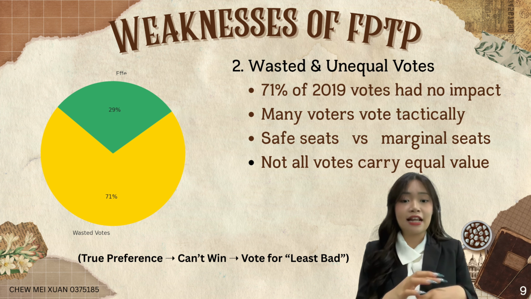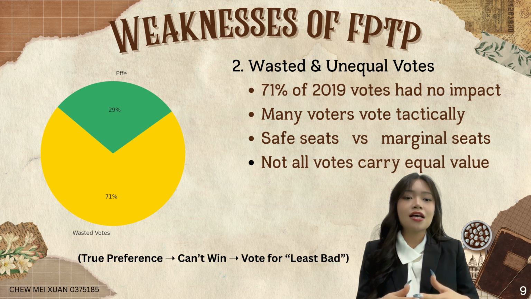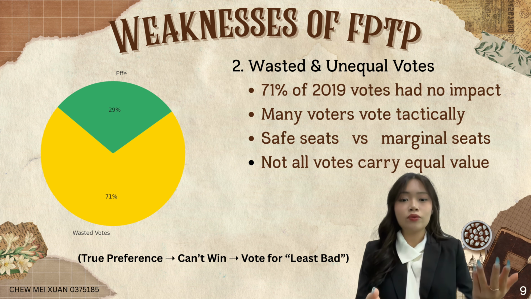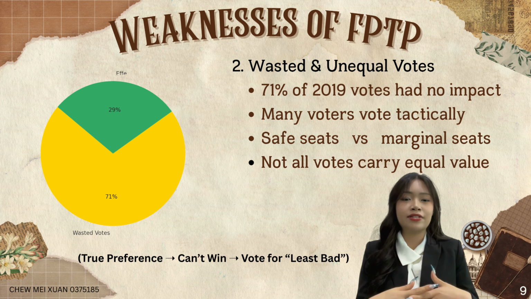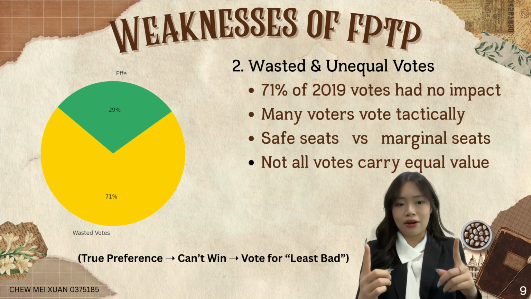If your vote has never made a difference and is unlikely to ever make one, the incentive to participate diminishes significantly. This inequality of votes, where a vote in a marginal seat is vastly more powerful than one in a safe seat, is a direct contradiction of the democratic ideal of one person, one vote, one value.